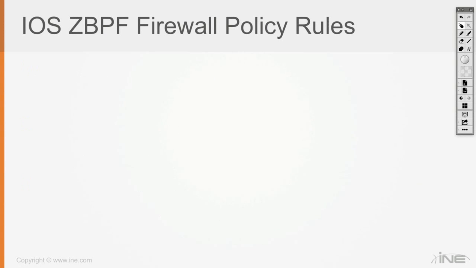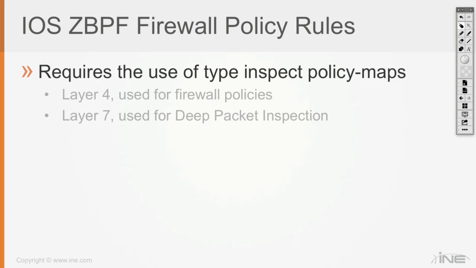Once we've defined the match on the traffic using the layer 4 class map, we have to tell the router what to do with that traffic. How do you want the firewall to actually control that traffic? That's going to be done using policy maps, likewise of type inspect, and likewise we have two types of policy maps: layer 4 policy maps and layer 7 policy maps.